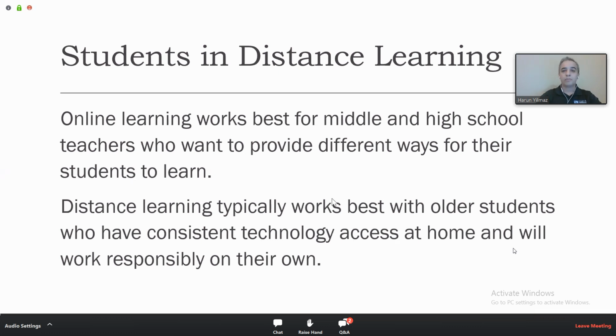And actually, distance learning typically works best with older students who have consistent technology access. They have some specific skills and knowledge regarding how to use technology at home and will work responsibly on their own. Actually, I have 3 children, and one of my children is going to second grade, and he has some difficulties using the technology in terms of distance learning. My other children do not have that kind of problem because they are older than my son. So you need to consider those kinds of dynamics in terms of students in distance learning.